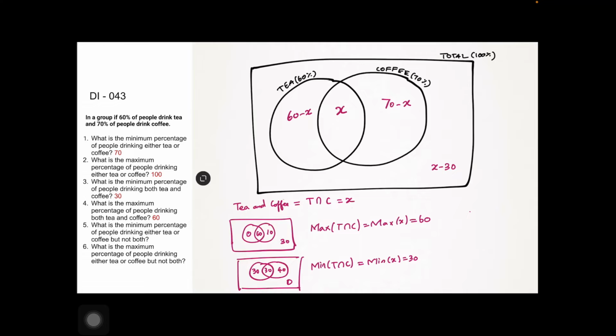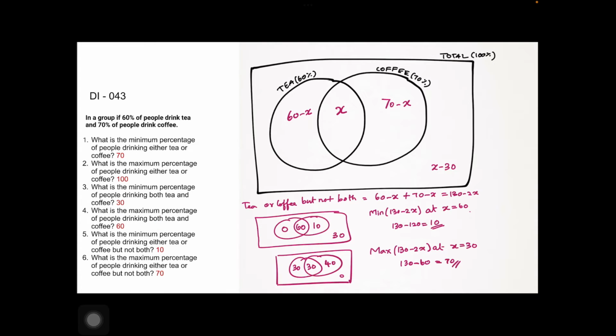Now the last set of questions, what is the minimum percentage of people drinking either tea or coffee but not both? Either tea or coffee means three regions, 60 minus x, x and 70 minus x. But they are saying but not both, so from these three regions I have to remove the middle overlapping region. So the regions that we are looking for are 60 minus x and 70 minus x, that's all. If I add 60 minus x and 70 minus x, these two regions will become 130 minus 2x. This is exactly one overlapping region. We saw some time back, right? Exactly one overlapping region.